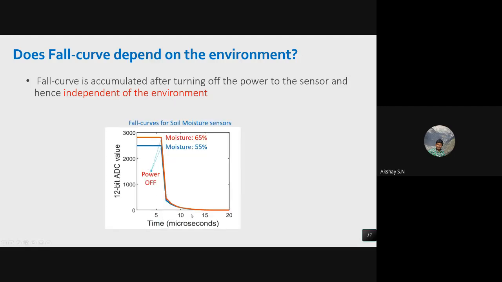So here, over time, is the data coming from a sensor. At this point, I turn off the sensor. The red sensor was measuring soil moisture at 65%. The blue sensor was measuring at 55%. So both are measuring different values, but as soon as I turn them off, both of them have the same fall curve, which means it does not depend on the environment in which the sensor is being deployed.